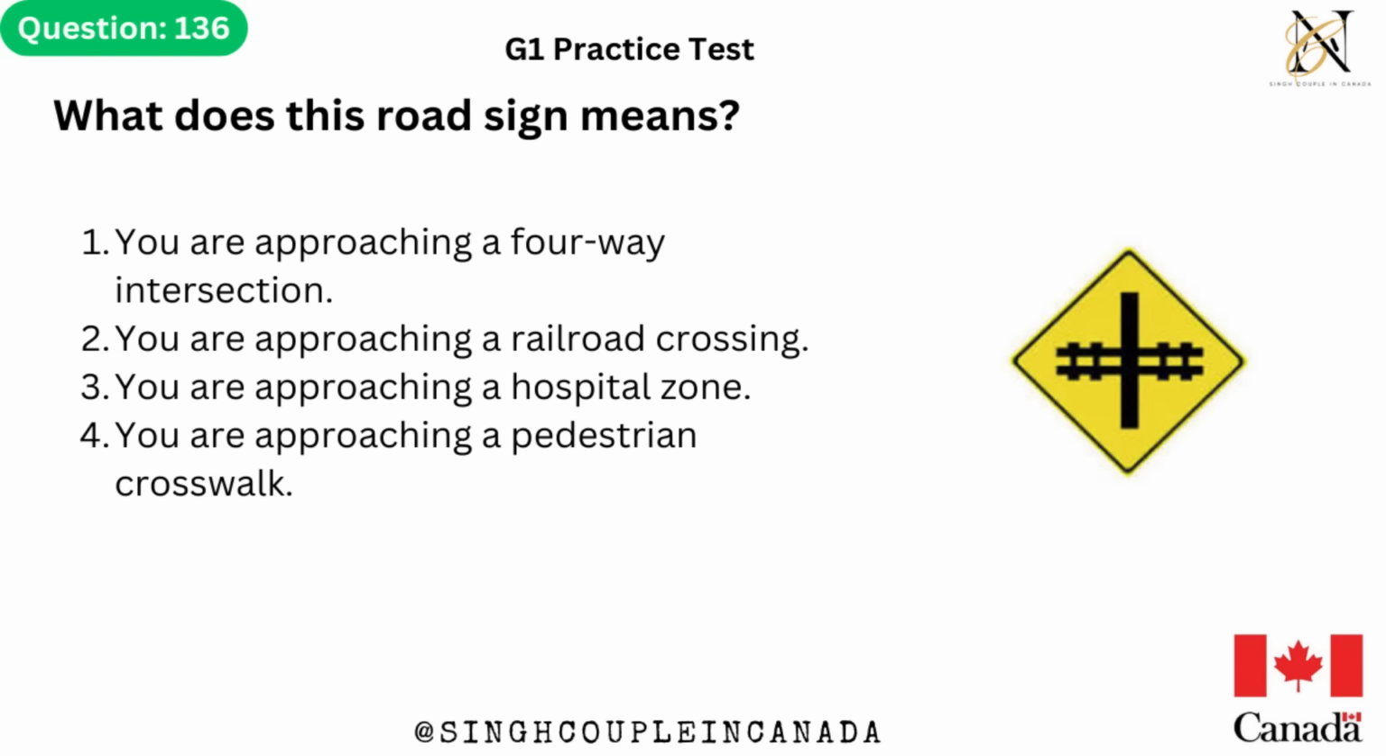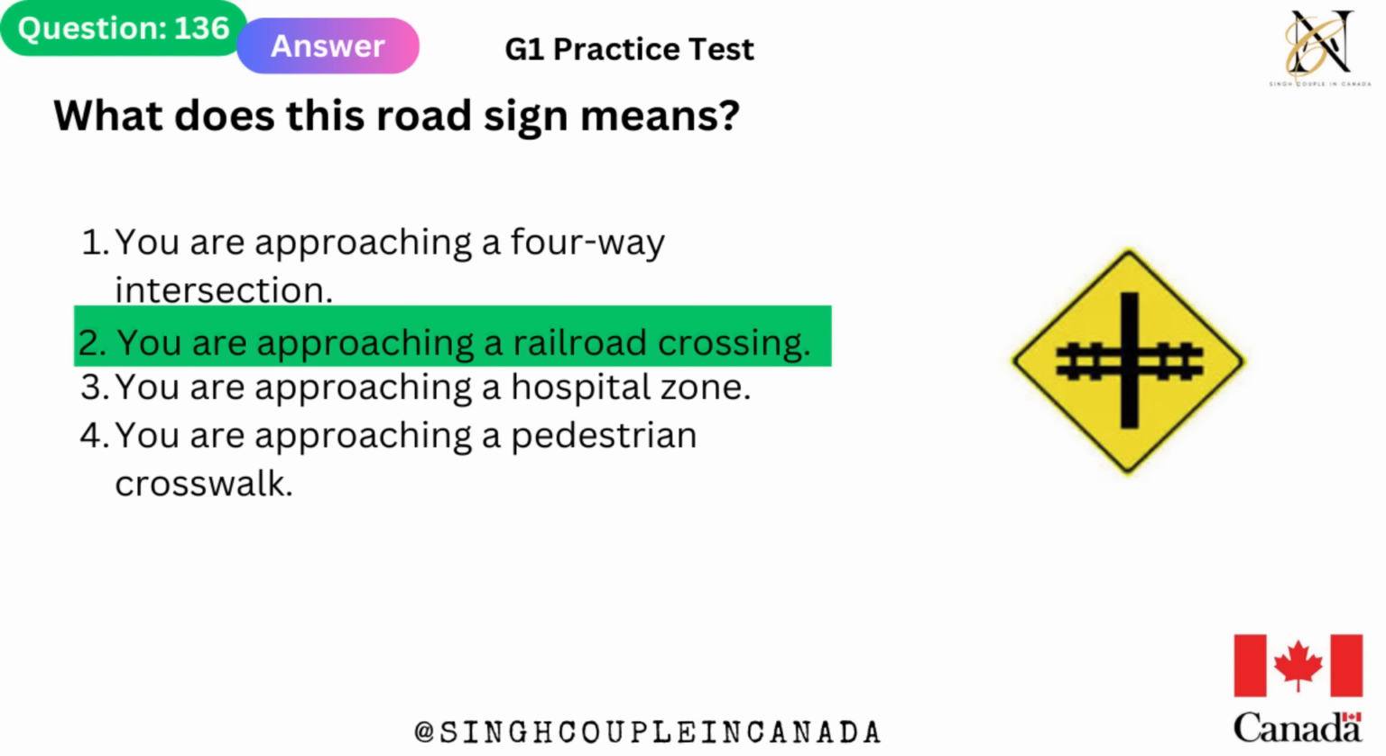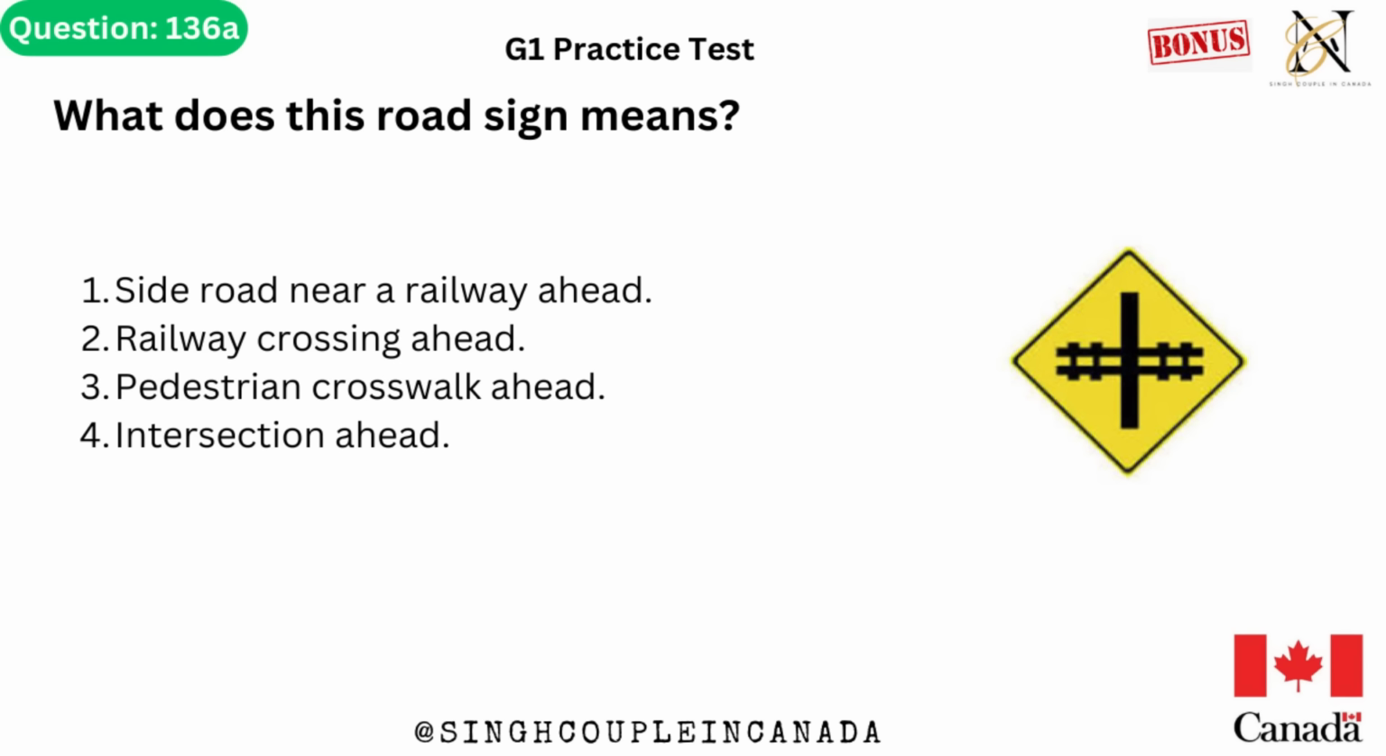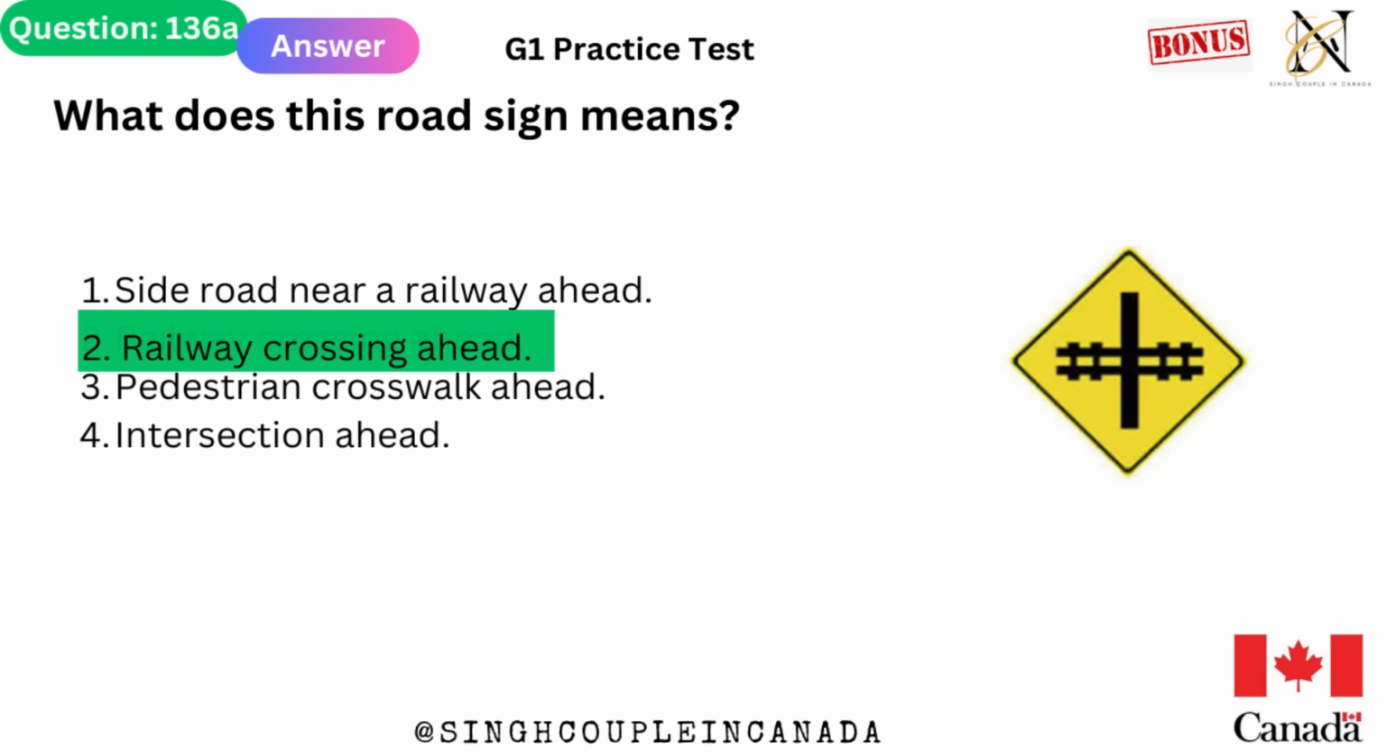What does this road sign mean? 1. You are approaching a 4-way intersection. 2. You are approaching a railroad crossing. 3. You are approaching a hospital zone. 4. You are approaching a pedestrian crosswalk. The answer is 2. You are approaching a railroad crossing. What does this road sign mean? 1. Side road near a railway ahead. 2. Railway crossing ahead. 3. Pedestrian crosswalk ahead. 4. Intersection ahead. The answer is 2. Railway crossing ahead.